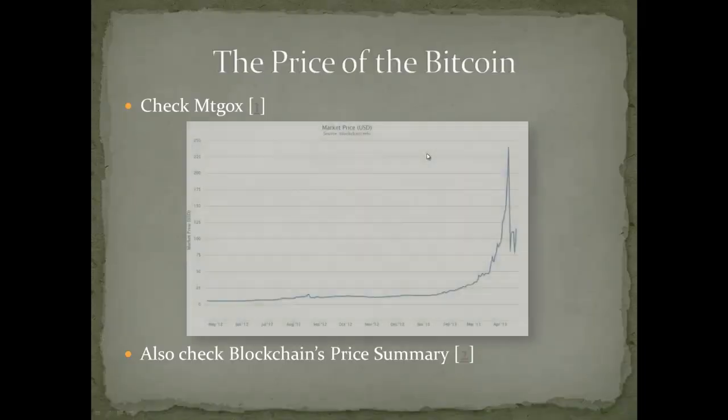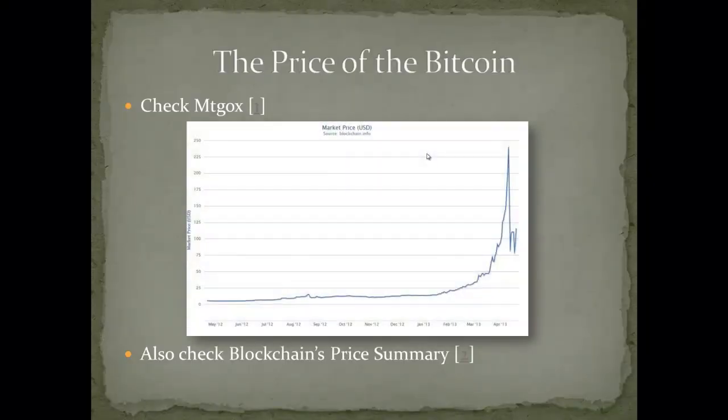And I've included a nice graph of the market price of the Bitcoin for you. So the first thing you do if you want to just see what the current price of the Bitcoin is, go to Mt. Gox, and you can also look at Blockchain, and it'll give you a nice little graph showing you what the current market price is for the Bitcoin as traded on Mt. Gox, which is the largest exchange.